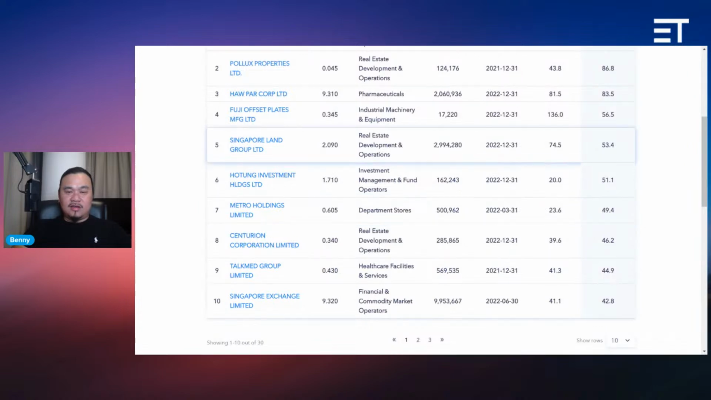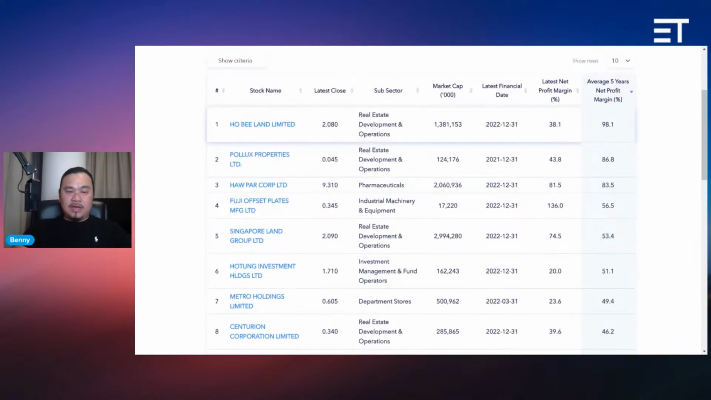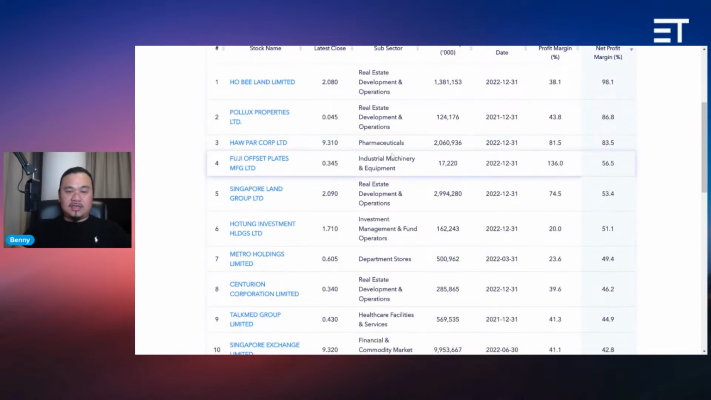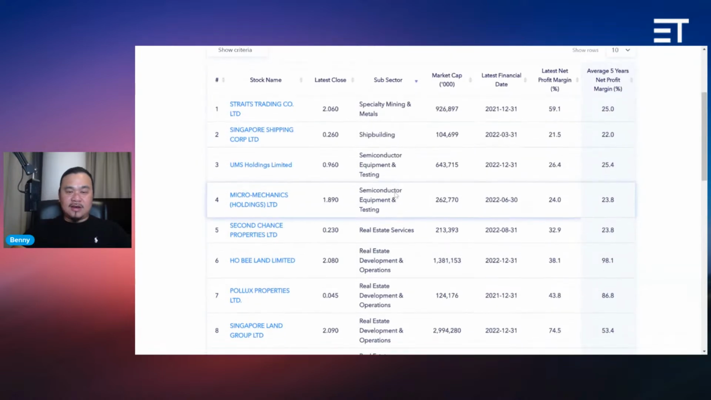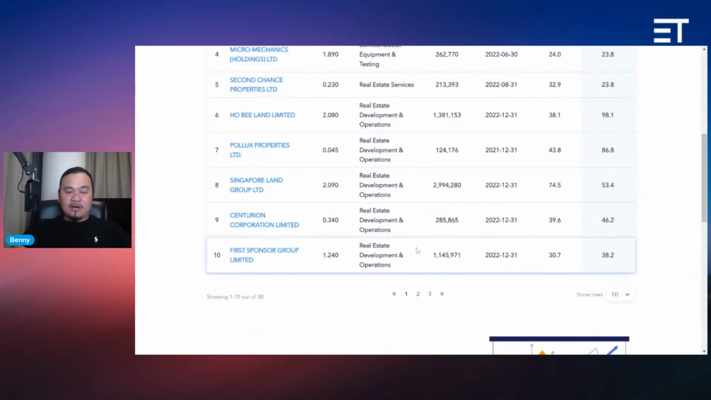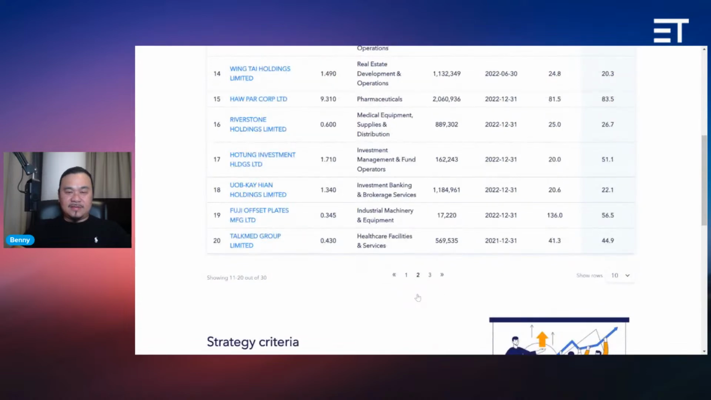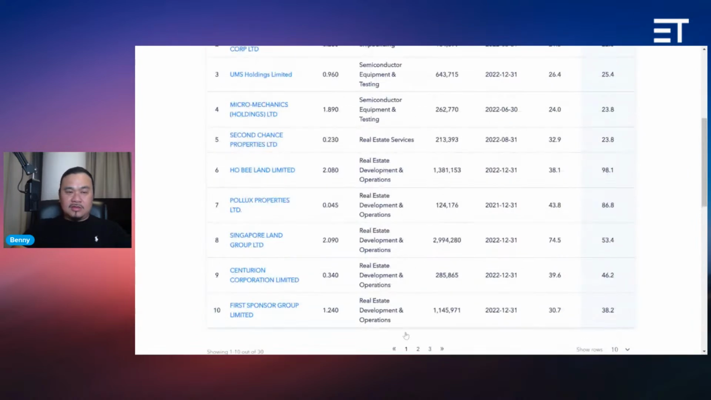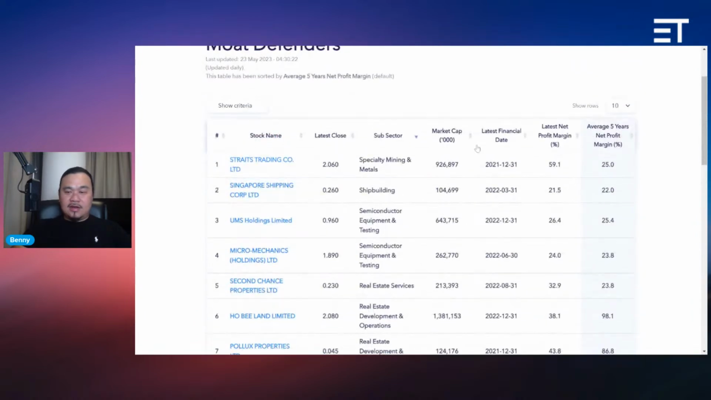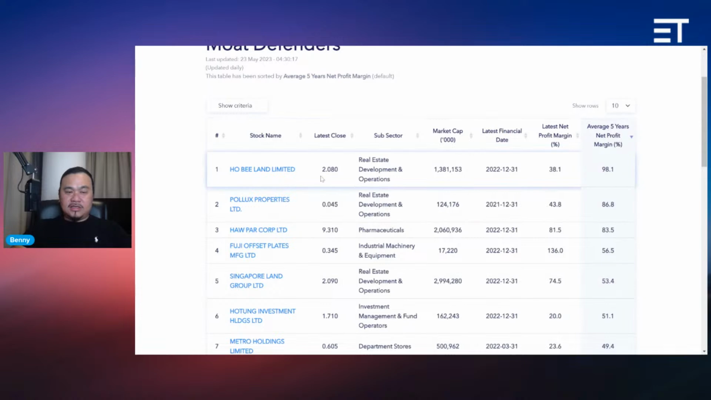Right, we have real estate. We have Hobby Land, we have Pollux Properties, we have Singapore Land Group, right? Yeah, you have Centurion Corporation. Okay, I can just sort this by subsectors. You can see how many real estate companies here itself, right? Quite a number of them. Okay. So if I look at the margins again, let's take a look at Hobby Land.